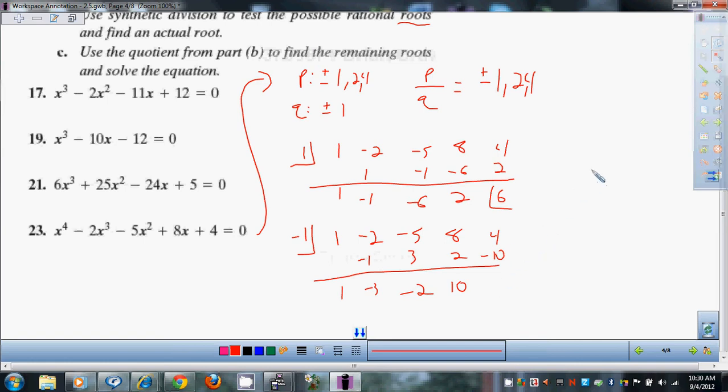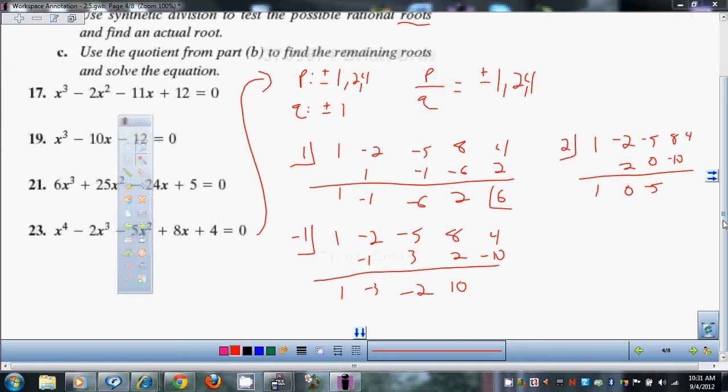What's next? Positive 2? Here we go again. 1, negative 2, negative 5, 8, and 4. Drop the 1. Multiply, add, multiply, add, multiply. This might spark. Add and multiply. Did that one work? Yes, we have just factored this into x minus 2 and x cubed minus 5x minus 2. We're still not down to a quadratic though.